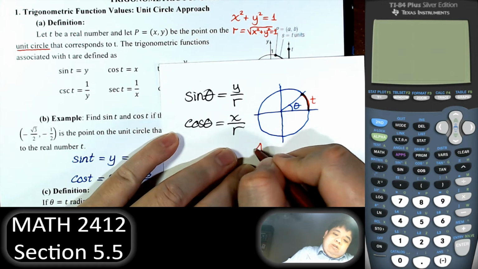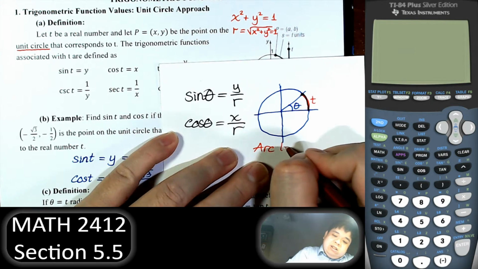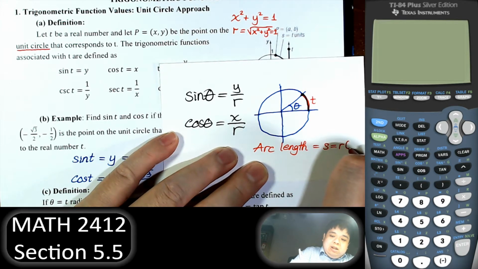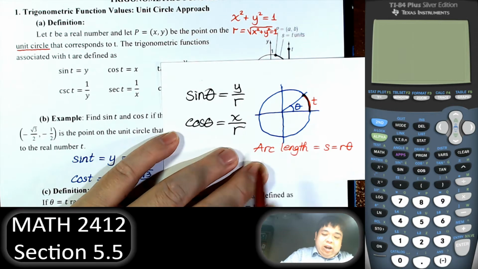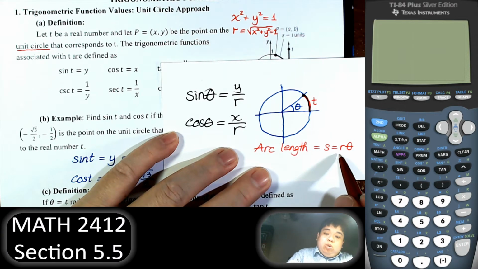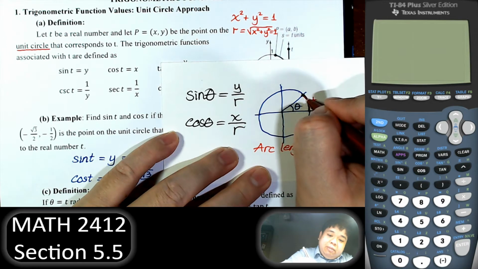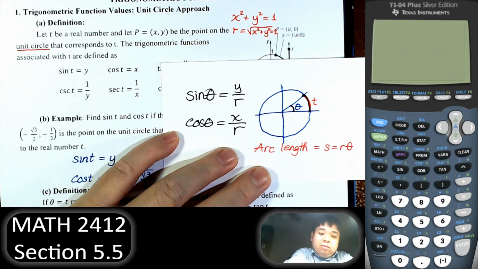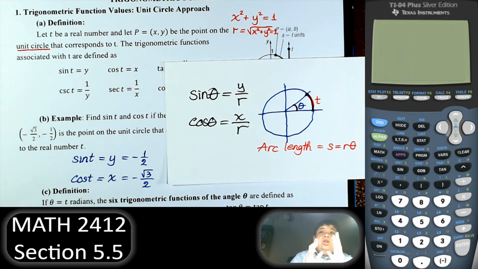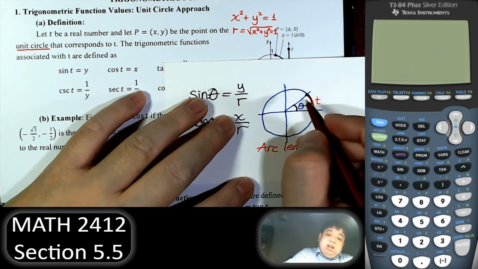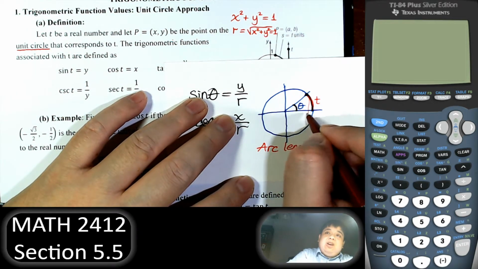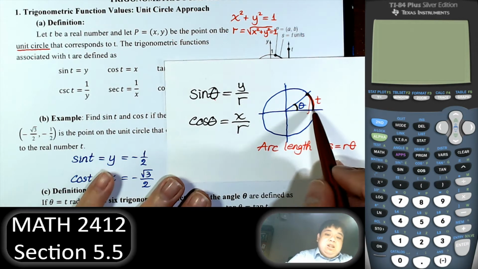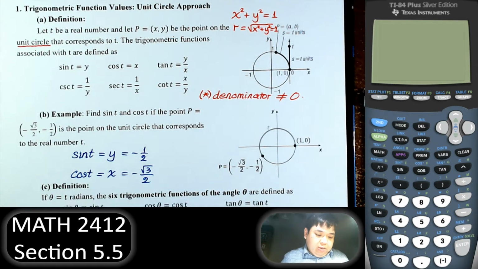So we have the arc length formula. The length of an arc is equal to the radius times the central angle. But this time the radius is equal to 1. So the arc length here will be the same as the measure of the angle in radians. So that's why now we define a trigonometric function not for a central angle, but for the arc length on the unit circle. So that's why we switch the variable from theta to t. It is defined on an arc length on the unit circle.